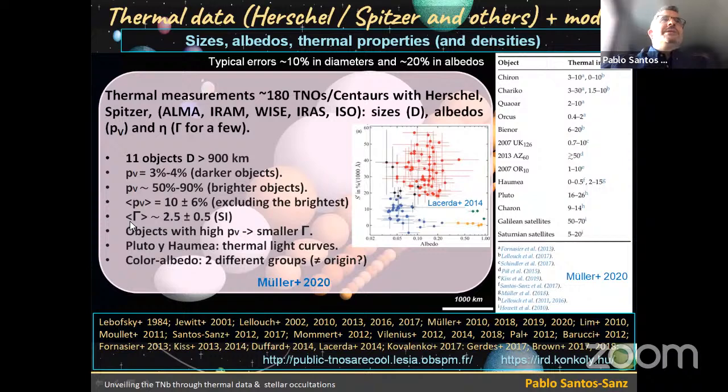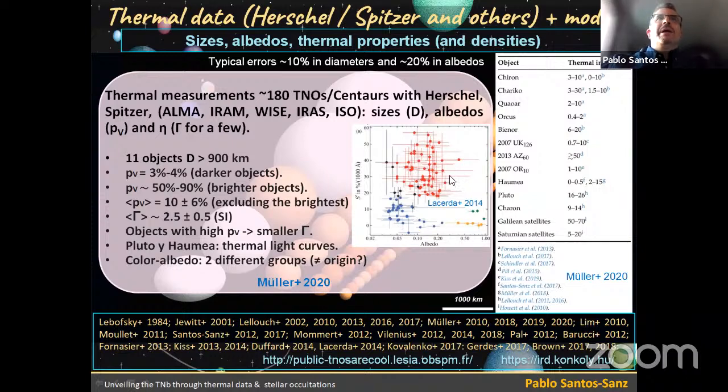And also we have this mean thermal inertia that is 2.5. This is really a small thermal inertia, which means that the ices on the surface of these objects are not compact ices, they are very porous ices. Well, here in this table you have the thermal inertias we derive for these objects.